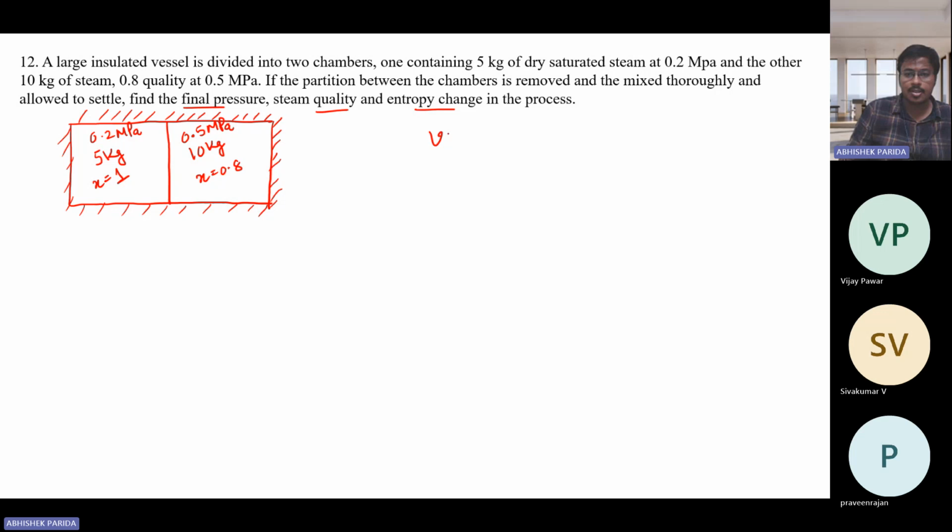So whatever Vg we get, if we multiply it with the mass, Mg into Vg, we will get V, right? So one set volume we will get. Okay, so first start with that.